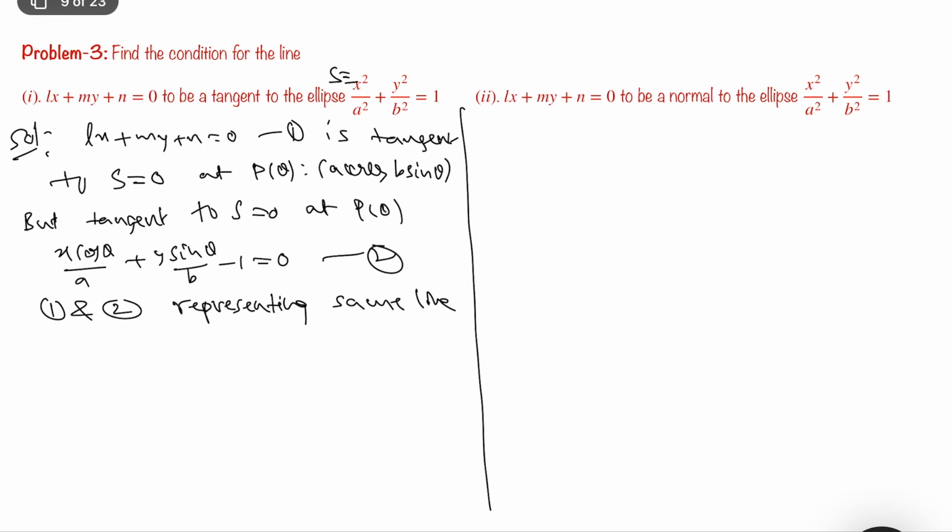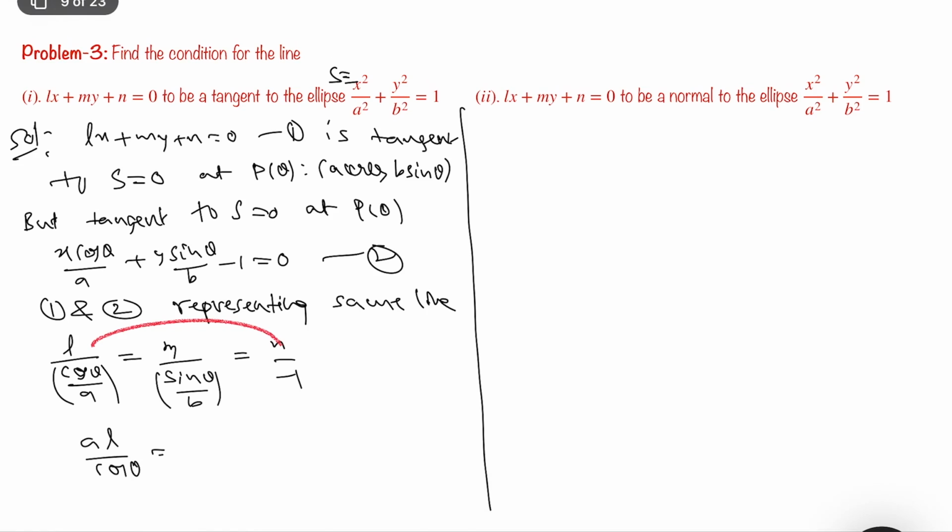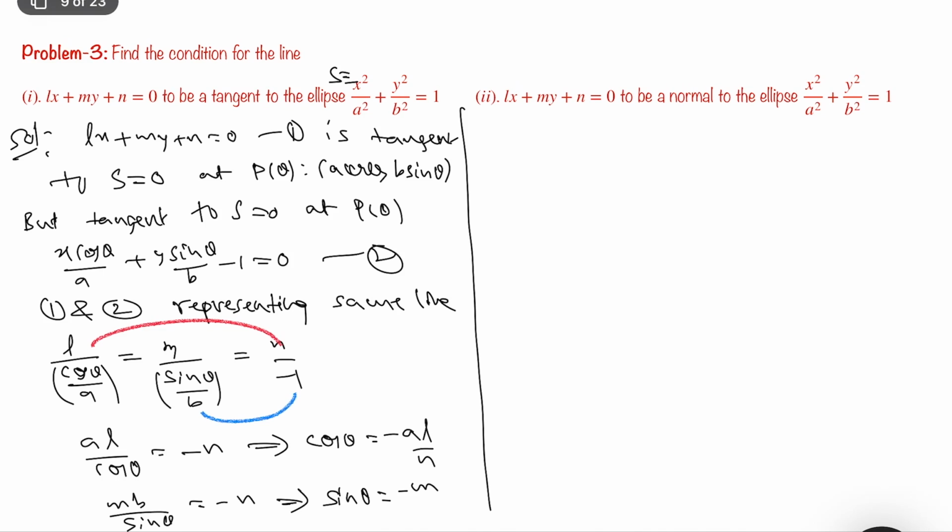So by comparing corresponding coefficients, we should have L by cos theta by A equal to M by sin theta by B equal to N by minus 1. So from these two, we have AL by cos theta equal to minus N, that implies cos theta equal to minus AL by N. Now from these two, we have MB by sin theta equal to minus N, that implies sin theta equal to minus MB by N.